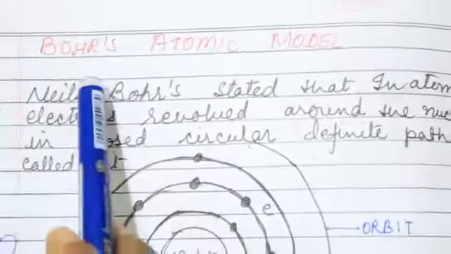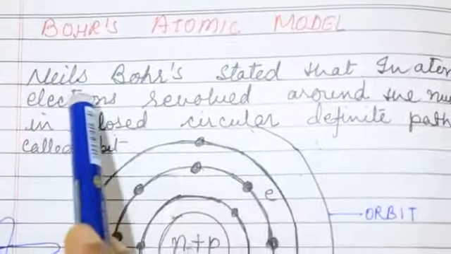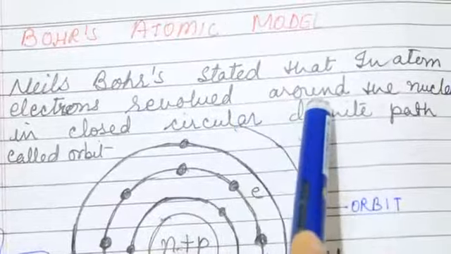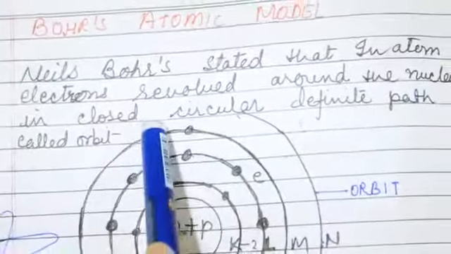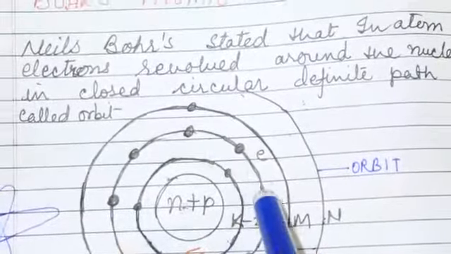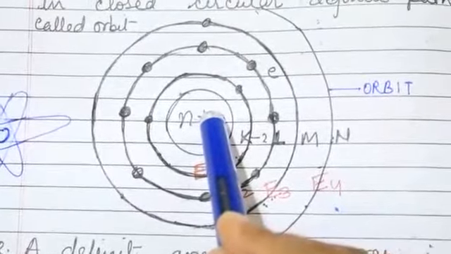Students, today my topic is Bohr's atomic model. So Bohr stated that in an atom, electrons revolve around the nucleus in closed, circular, definite paths called orbits. These are called orbits, which are around the nucleus.